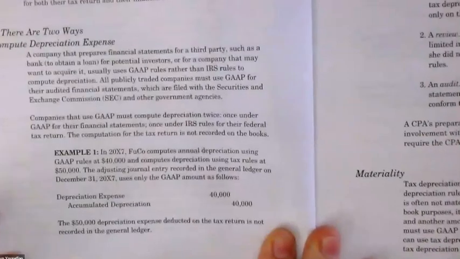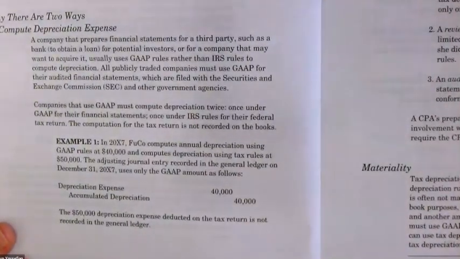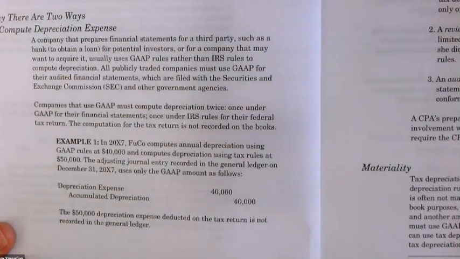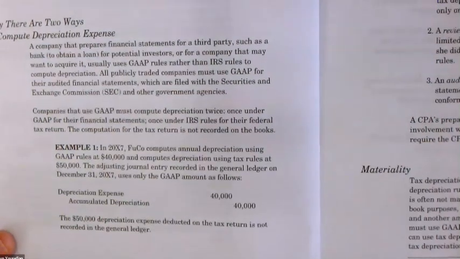Okay, there is an example here. Let's read that, see if we need to explain something. In 2017, Foucault computes annual depreciation using GAAP rule at $40,000 and computes depreciation using tax rules at $50,000. The adjusting journal entry recorded in the general ledger on December 31st uses only the GAAP amount, which is $40,000. The $50,000 depreciation expense deducted on the tax return is not recorded in the general ledger.